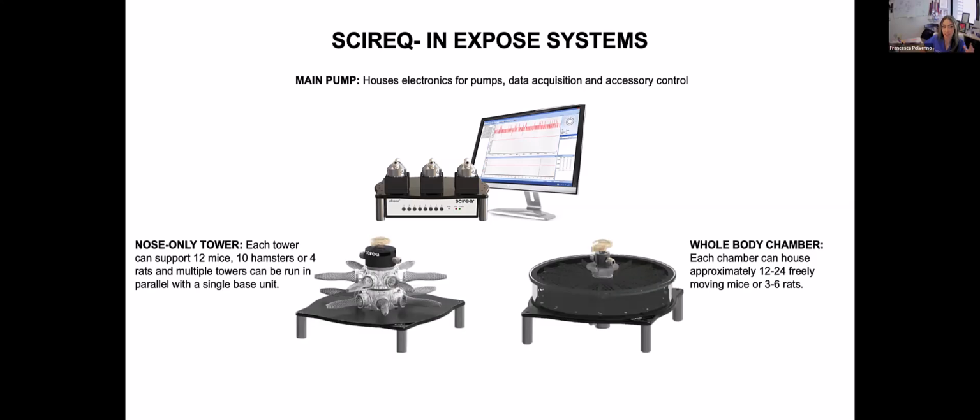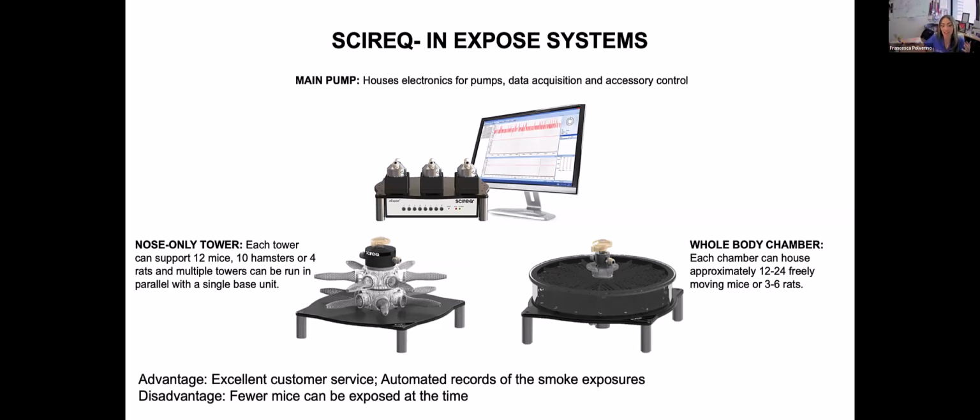One is for nose only, and another one is for a whole body chamber. The nose only can host up to 12 mice. The whole body chamber can host up to 24 mice. And again, there are pros and cons of the nose only versus the whole body. The pro is that it has excellent customer service. If the machine breaks, you can get it fixed within 48 hours, and you have the automatic records of the smoke exposure, but you can host fewer mice. So probably this is not ideal for a core.